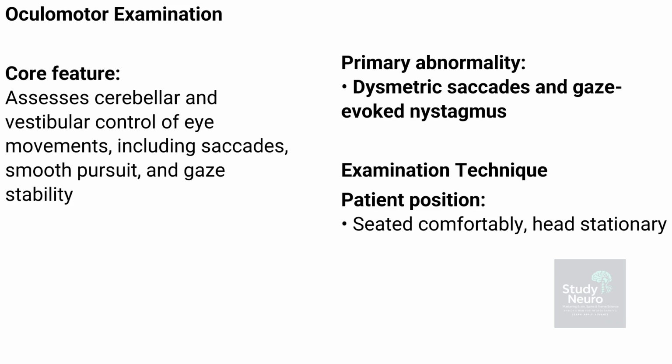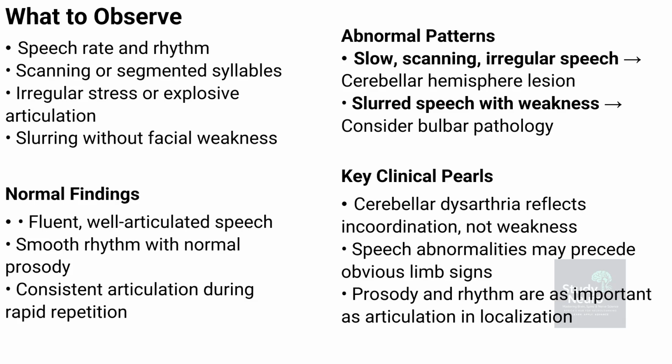Cerebellar dysarthria may occur alongside limb ataxia, dysmetria, or nystagmus. Remember, these speech abnormalities reflect incoordination, not weakness, and prosody and rhythm are just as important as articulation for localizing the lesion. In some patients, speech signs may even appear before obvious limb or gait deficits.